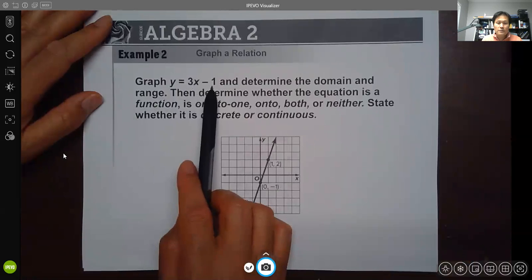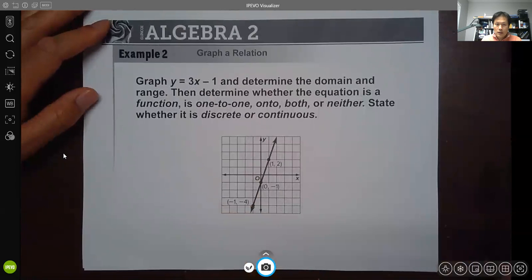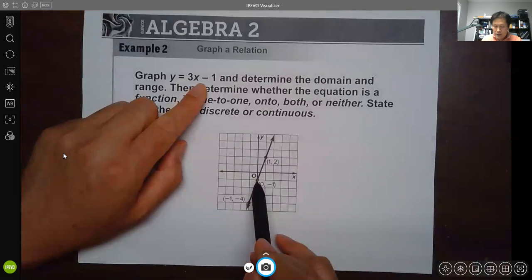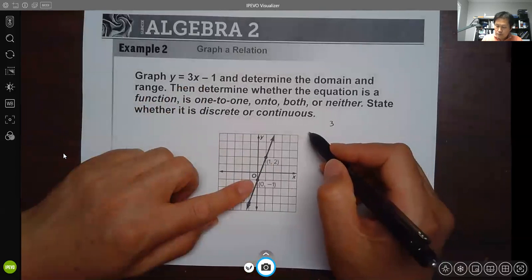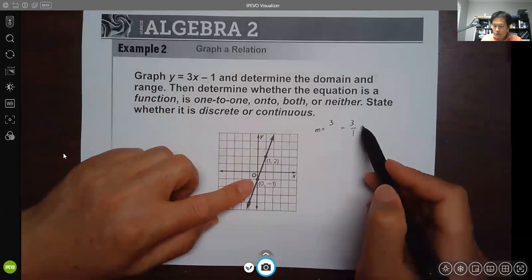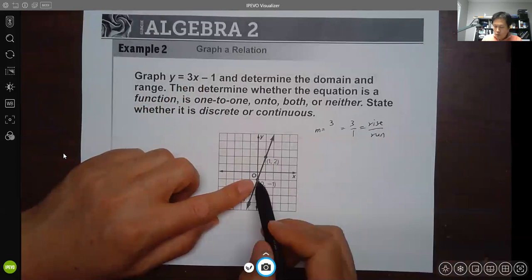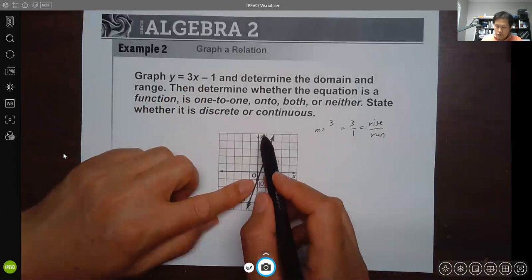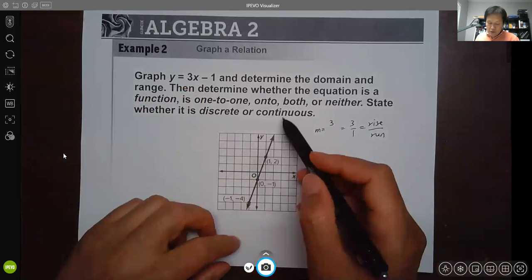Graph y equals 3x minus 1 and determine the domain and range. If you graph it, minus 1 is the y-intercept, slope is 3. 3 means 3 over 1, so rise over run. You go 1, 2, 3, 1 to the right. 1, 2, 3, 1 to the right. So you can graph a line. This is a straight line.